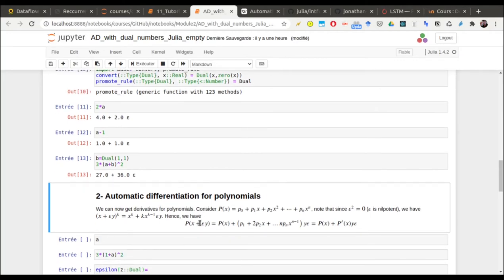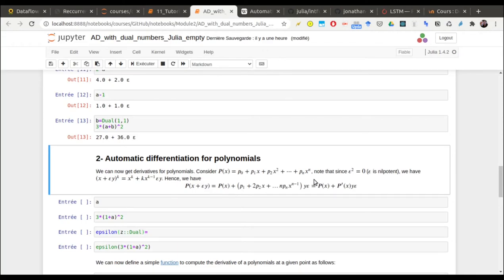Okay, so now how to use this in order to do automatic differentiation. So here is what is basically written on the Wikipedia webpage. You consider this polynomial. And now since epsilon squared is equal to 0, you can check that this quantity here is true. So when you take (x plus epsilon y) to the power k, the value part is x to the power k, and the epsilon part is k times x to the power k minus 1 times epsilon times y.